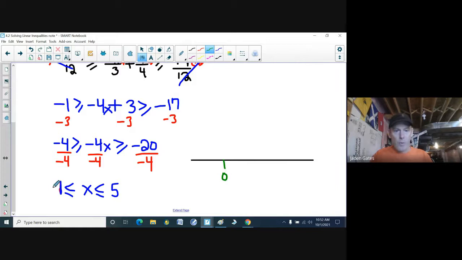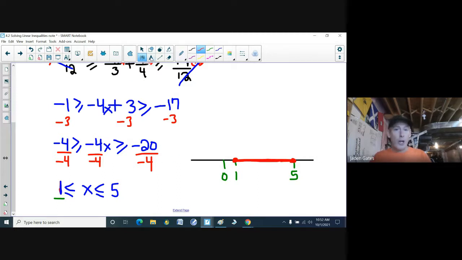I have a number of 1 on the left, so that's a 1 there. Let's say a 5 right here. So you can make your guesses where to. It's just a sketch. X is between 1 and 5 and included. So because it's equal, I got a closed circle on both ends here. And there is my solution expressed on a number line.